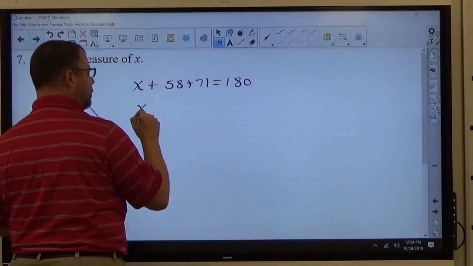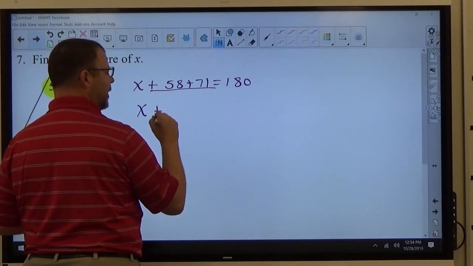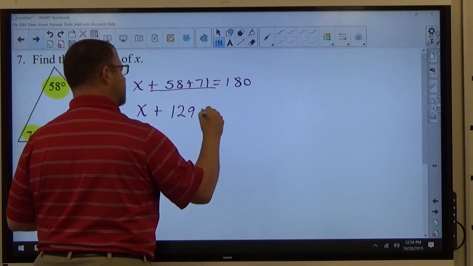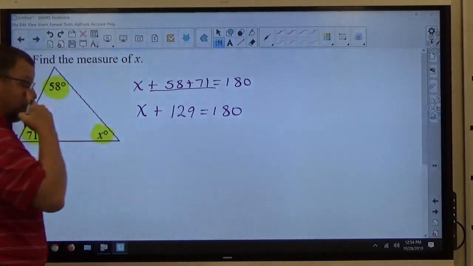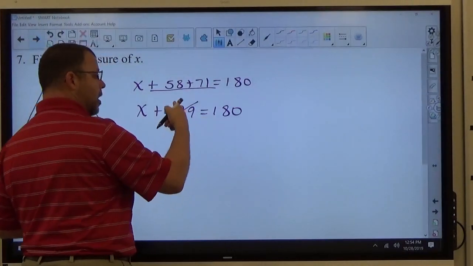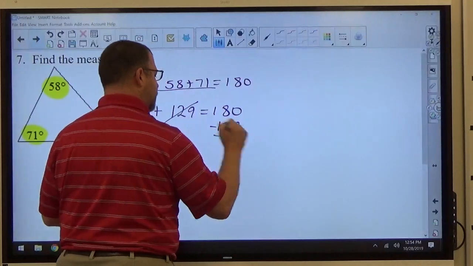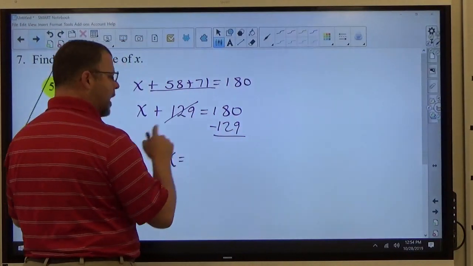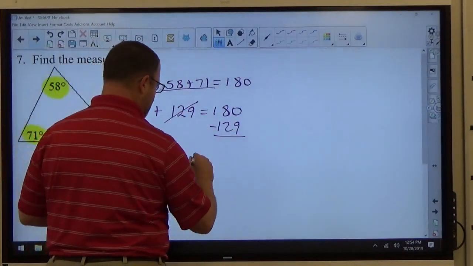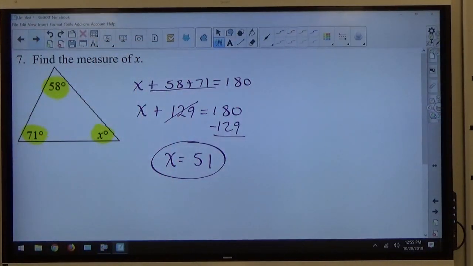And if I just do some good algebra here, first I add the like terms, 58 plus 71 is equal to 129. And if x plus 129 equals 180, we simply subtract the 129 from both sides. Minus 129 on this side goes away, minus 129 on this side is what the consequence is. And 180 minus 129 is equal to 51. And once again, x equals, you're already at the point you need to be.